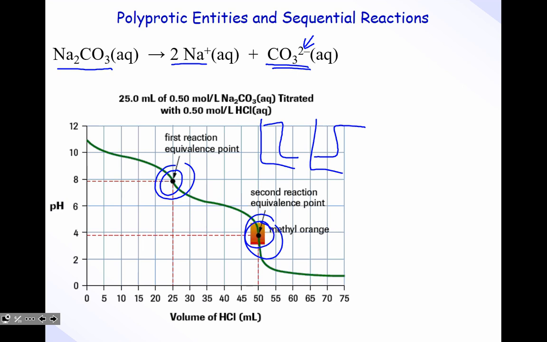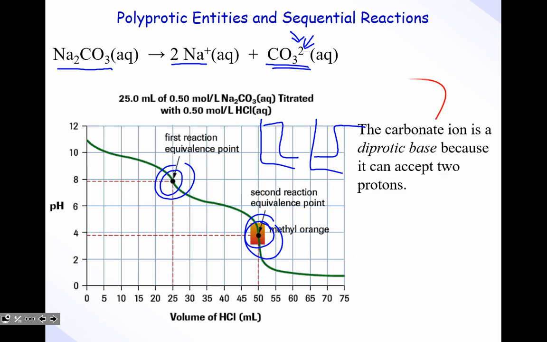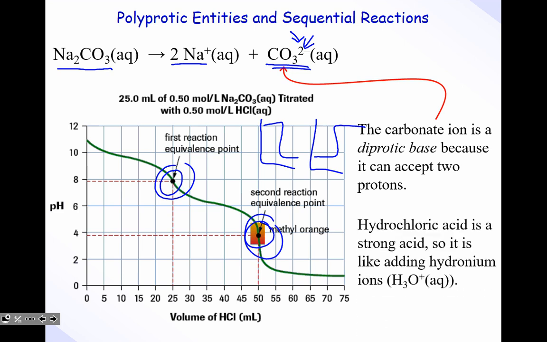There's 2 reactions because this guy is going to actually react twice. It's going to accept a hydrogen 2 times. So the carbonate ion is a diprotic base because it can accept 2 protons, what we talked about.